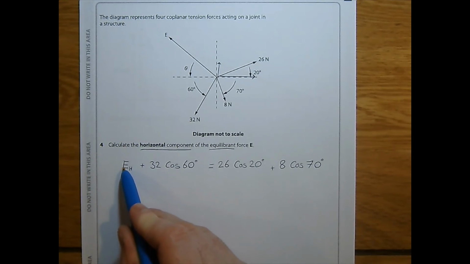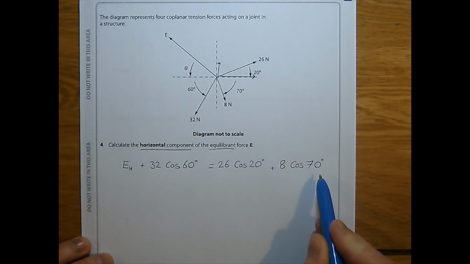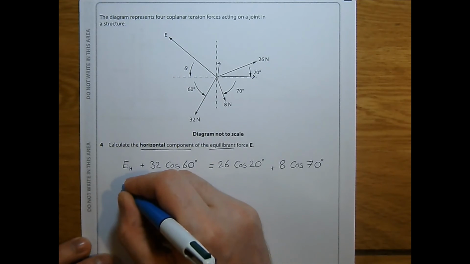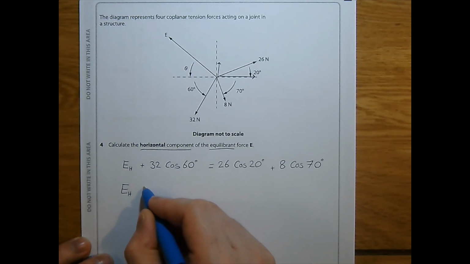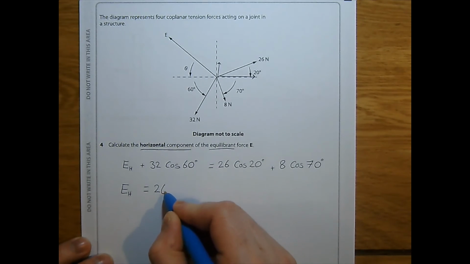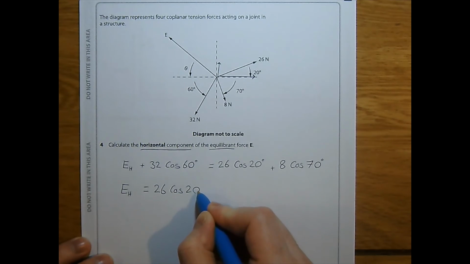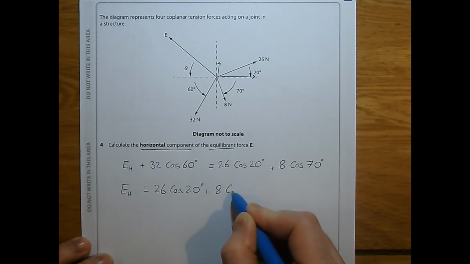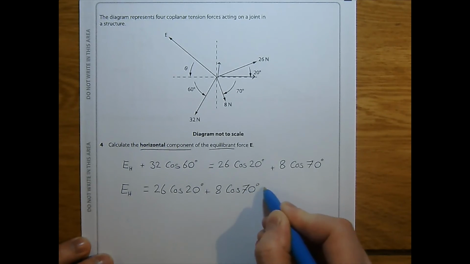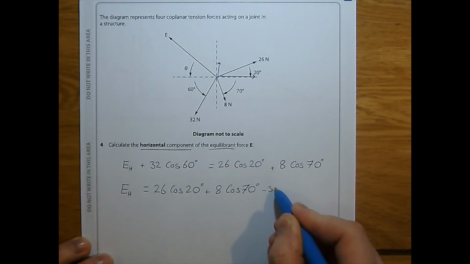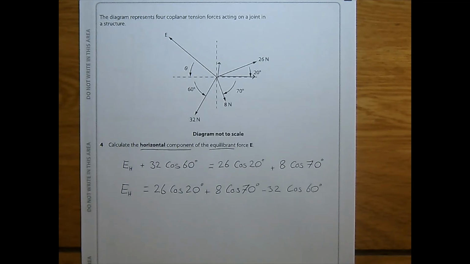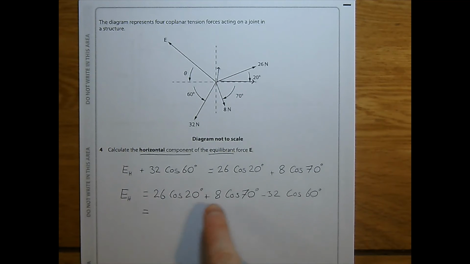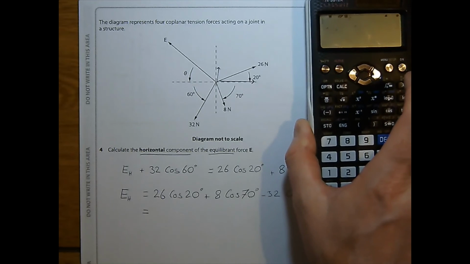We've got our horizontal component of the equilibrium here in an equation. I can now rearrange this to get the values that I'm after. The horizontal component has got this added on, so I'm going to subtract that over to the other side. First, I'll just copy out what we already had. And I'm subtracting that 32 cos 60 to the other side. So, we've rearranged it. Now let's enter into the calculator.